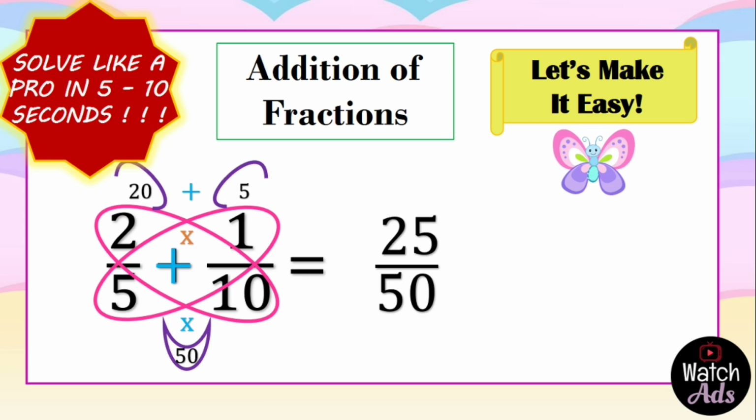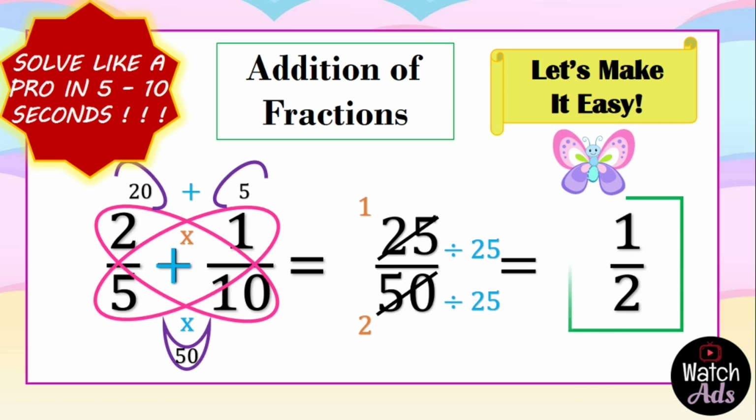Since 25/50 is not in the lowest term, we have to change it into the lowest term. Now, the first thing to do when we change fractions into the lowest term is to think of the largest number that can divide both 25 and 50 equally without a remainder. And that number is 25. So we divide 25 by 25. Our answer is 1. 50 divided by 25. Our answer is 2. Now our final answer is 1/2.